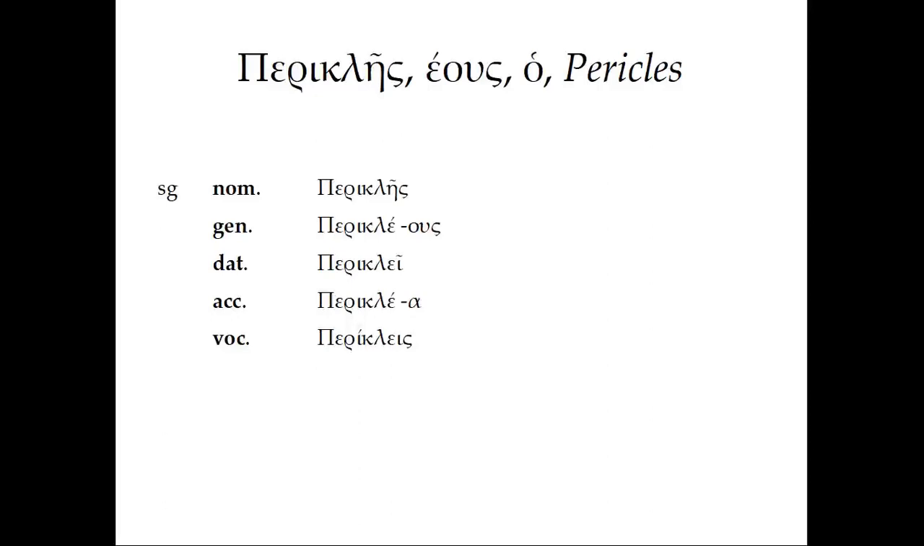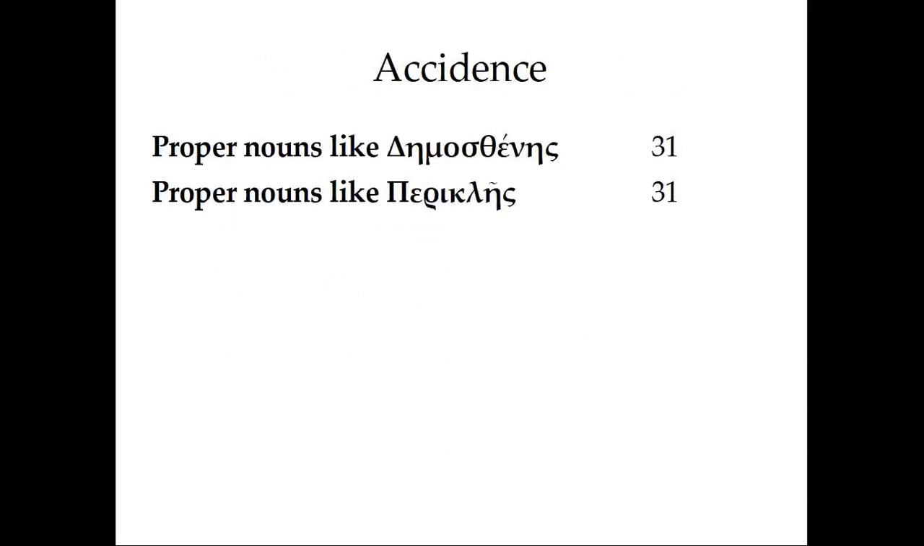So these are fairly irregular. We wouldn't expect to see all of these forms. And a lot of nouns, however, like not just Pericles, but also Sophocles, are declined in this way. For the forms of these, you can take a look at page 31 in your grammar. Thank you very much.